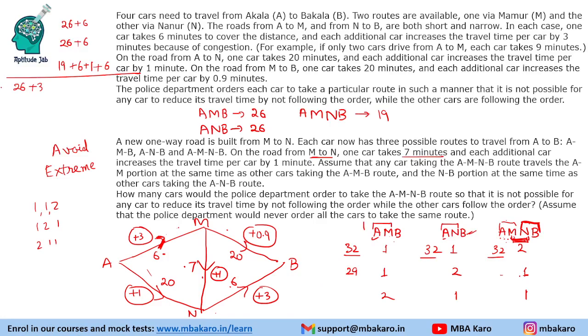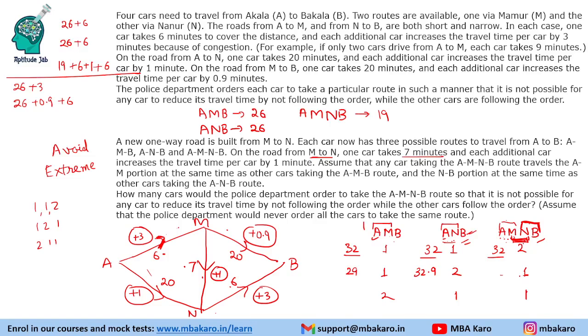Now the car traveling at A and B is taking 26 minutes. Now from A to N, it will encounter one more car. So it will take 0.9 minutes more. And from N to B, it will encounter one car from this route and one car. So there are three cars in the route A and B. So it will take 6 more minutes. That will become 32.9 minutes.